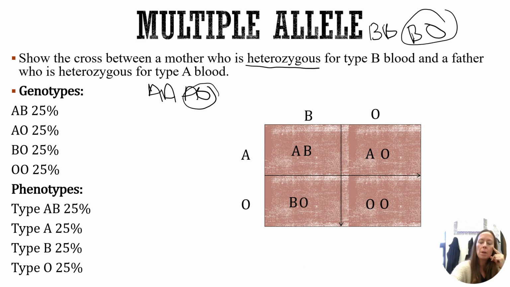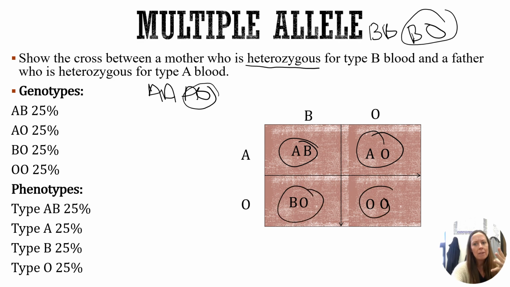Okay, and we end up with 25% AB, 25% A, 25% B, and 25% O. So we have multiple different phenotypes to go with our genotypes. All right, and for our phenotypes, we just mention not the second letter, just the type it is. So 25% type AB, 25% type A, 25% type B, and 25% type O.